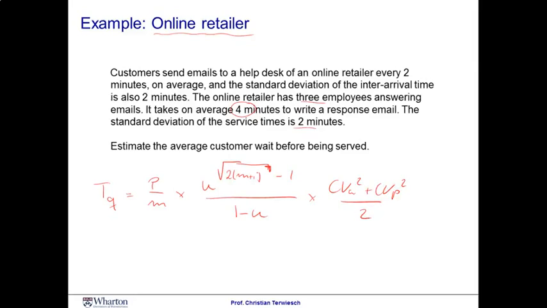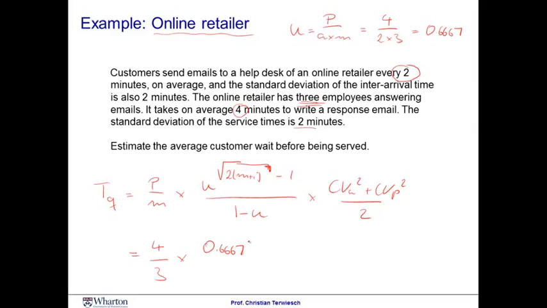Alright, now let's look at the ingredients here to the question. We have a fairly obvious P equals 4 minutes. We have 3 employees, so m equals 3. The utilization, as I said before, we're going to compute as flow rate divided by the capacity, which we said equates to P divided by A times M. So P is 4, A is 2, the emails come in every 2 minutes, times 3 employees, so that is 66%.